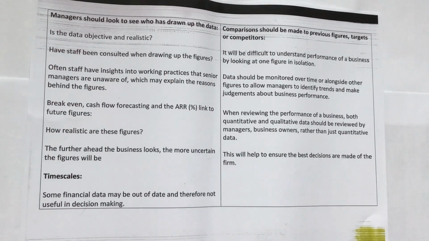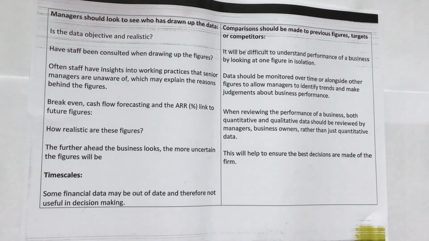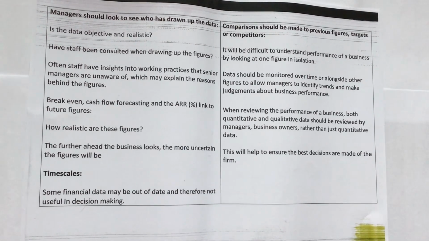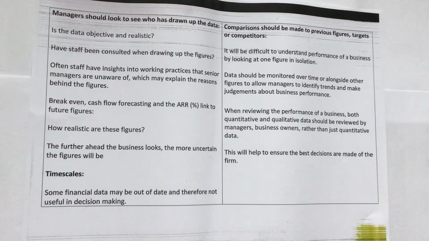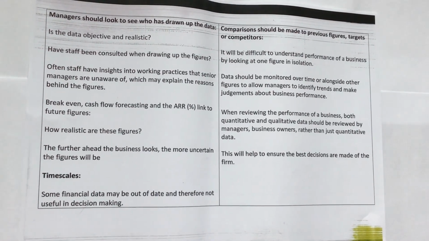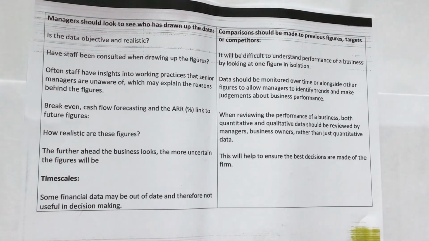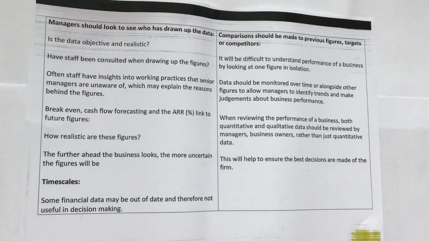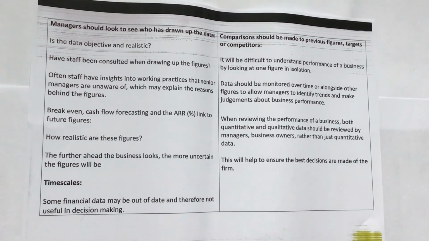Comparisons should be made to previous figures, targets, or competitors. It will be difficult to understand performance of a business by looking at one figure in isolation. Data should be monitored over time or alongside other figures to allow managers to identify trends and make judgments about business performance. When reviewing the performance of a business, both quantitative and qualitative data should be reviewed by managers and owners, rather than just quantitative data. This will help to ensure the best decisions are made for the firm.